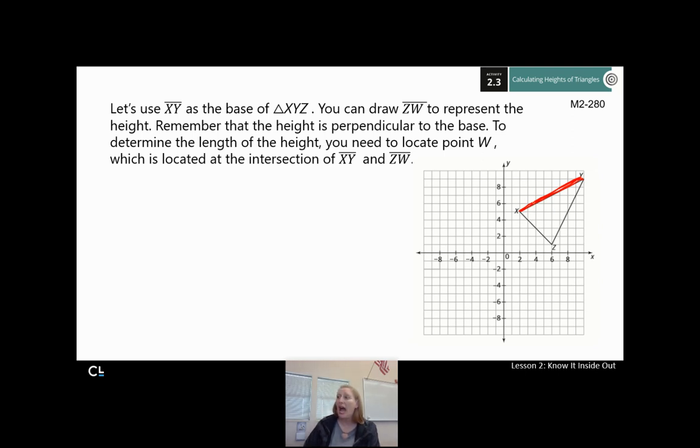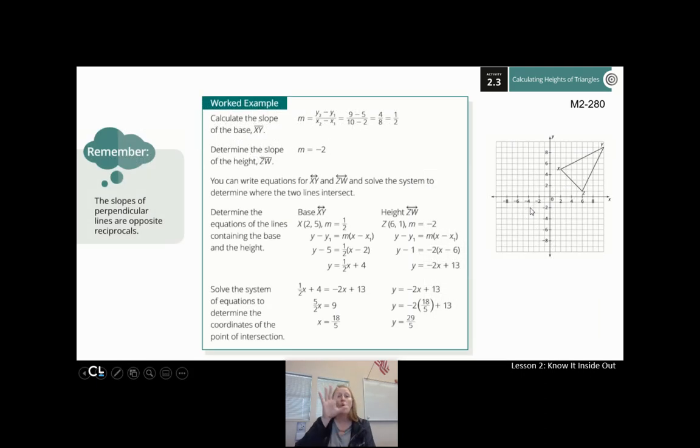So we need to figure out where W is, don't we? To determine the length of our height, we need to figure out where point W is. We need to locate point W. And it's somewhere on the intersection of our base and our height, right? So the big trick, the first thing we've got to do, is figure out where my height is going to hit my base. So you have a worked out example in your book, and we're going to work this out.